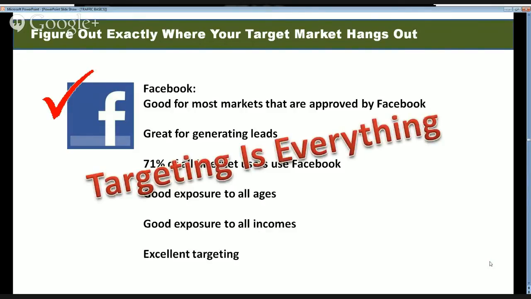And targeting is everything. The more effectively you target, the more you're going to do in business. And the less it's going to cost you to do advertising. Target, target, target.